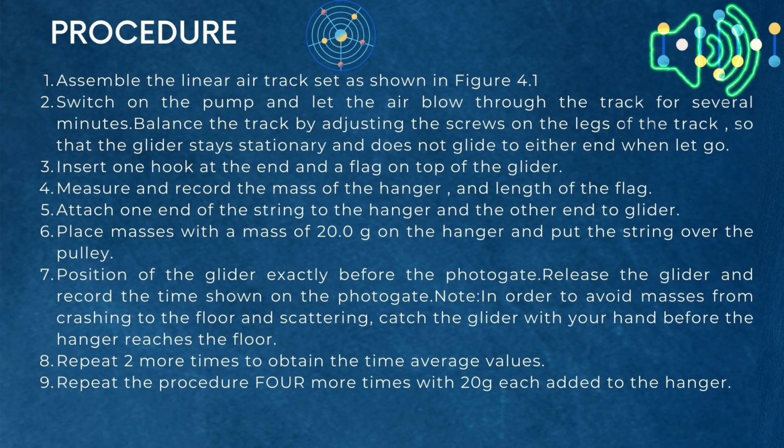Procedure 7 is to position the glider exactly before the photo gate. Release the glider and record the time shown on the photo gate. An additional note: in order to avoid masses crashing to the floor and scattering, you have to catch the glider with your hand before the hanger reaches the floor. Procedure 8 is to repeat 2 more times to obtain the average time values. Lastly, procedure 9 is to repeat the procedure 4 more times with 20 grams each added to the hanger.